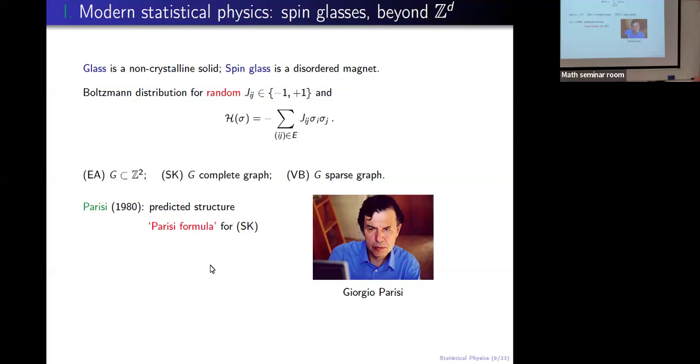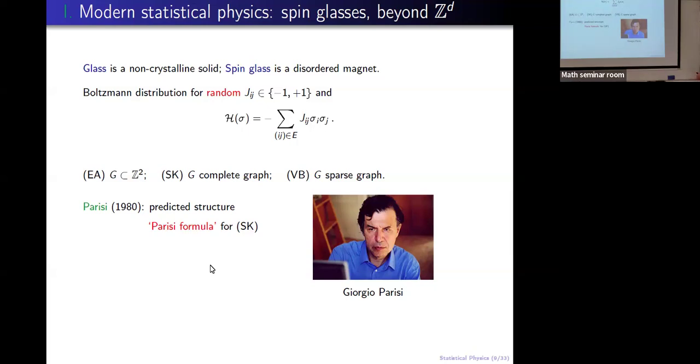And then there were quite a lot of papers in the late 70s and early 80s trying to correct the solution. It became very clear, very quickly, that the solution was incorrect because it didn't make sense. And Parisi predicted a structure, and in particular, this structure predicted a Parisi formula for the Sherrington-Kirkpatrick model. And Parisi, many years later, got the Nobel Prize essentially for this contribution, because it came to be quite insightful to solve a lot of models in statistical physics, not just this one.